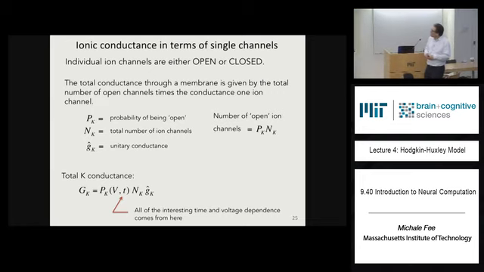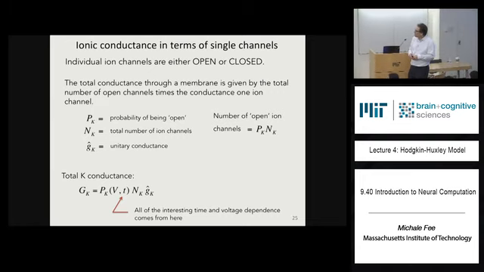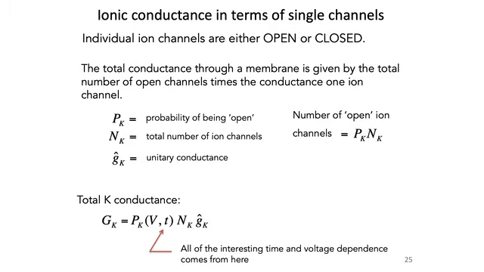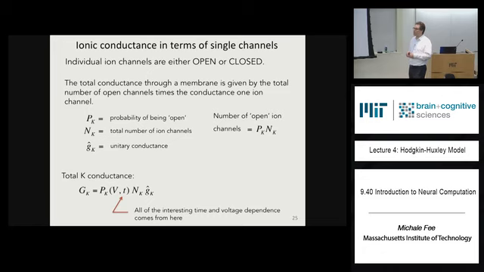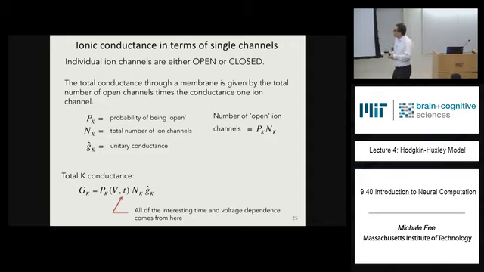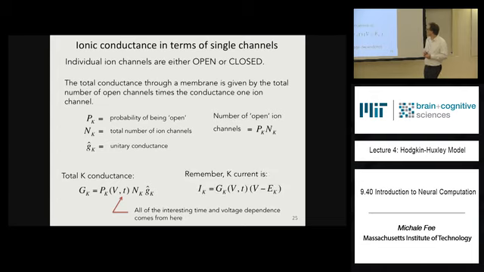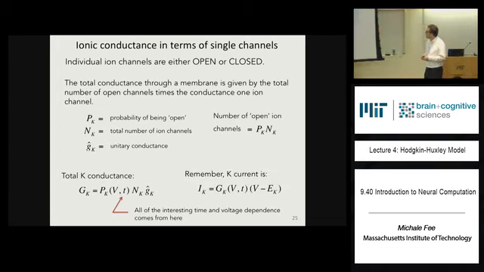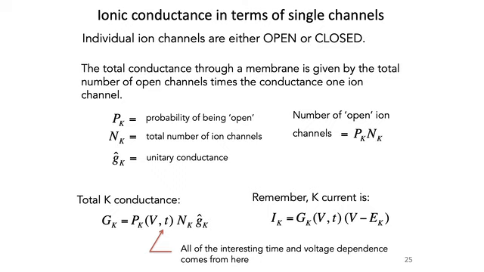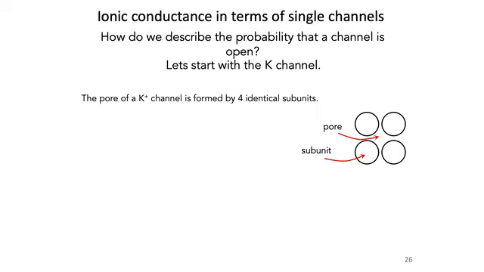And now, the claim here is that all of the interesting voltage and time dependence of these channels happens here. Obviously, the number of them isn't changing very rapidly. The conductance per open channel is constant. So the interesting stuff is in the probability that the channel is open. Okay, and if we want to get the current, we're just going to plug this conductance into here. Okay. All right, so let's start with a potassium channel.